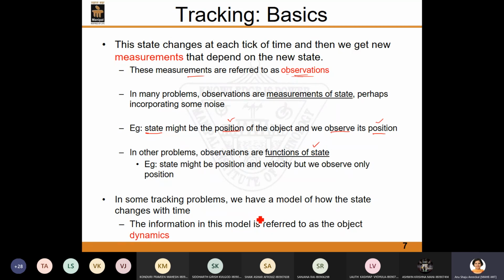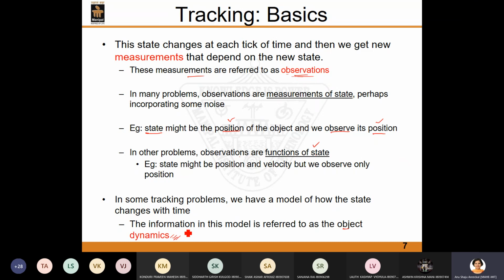Now another very important term which you need to remember is dynamics. Let's see what dynamics means. Object dynamics means how the state of a particular object changes with each frame, or changes over time. The changes which happen in the object state while it keeps changing over time is what you call dynamics.